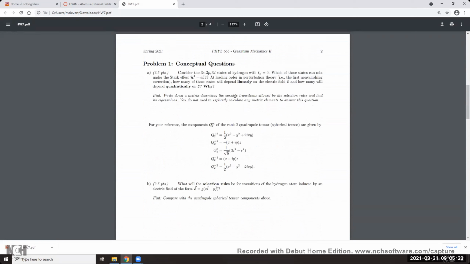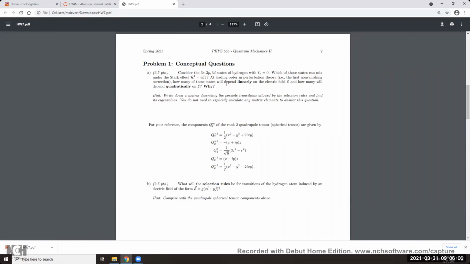So the conceptual questions are associated with the Stark and the Zeeman effect. This is atoms and external fields. The first question is about the dependence of different states of hydrogen on the electric field E, whether they depend linearly or quadratically. Remember, this came up in the context of whether they had a correction at first order in perturbation theory. First order meant that they would depend at first order on the electric field, that is linearly. Or if the first order correction vanished, then they would only depend at second order, or quadratically, on the electric field.